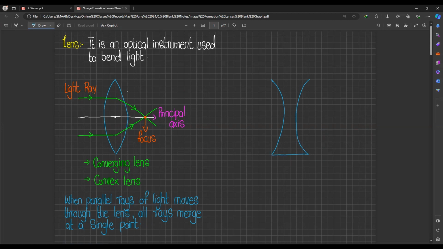So this is the shape of the diverging lens, or secondly concave. Now you can see this lens is thick at the edges and thin at the center. So this is called a diverging lens, the concave lens.